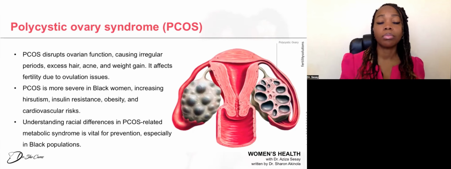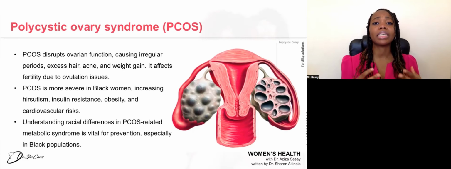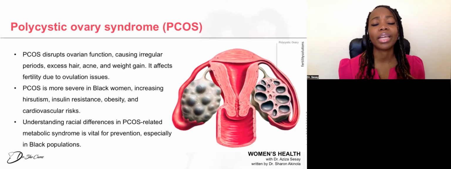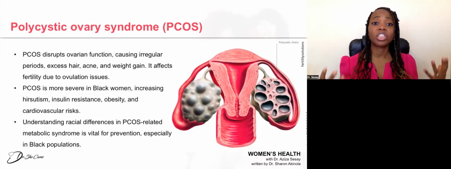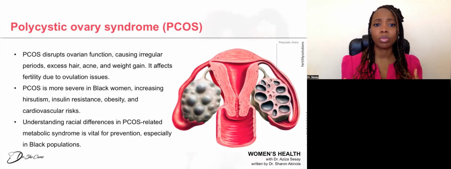And thirdly, multiple cysts in the ovary. So as long as you have 2 out of 3, then you're diagnosed with PCOS. So PCOS is basically a condition in which there's a hormonal imbalance, right? You get the disruption of ovarian function, which means the ovaries are not functioning in the way that they're supposed to. So you're not getting the release of hormones properly, and also you're not getting the release of an egg.